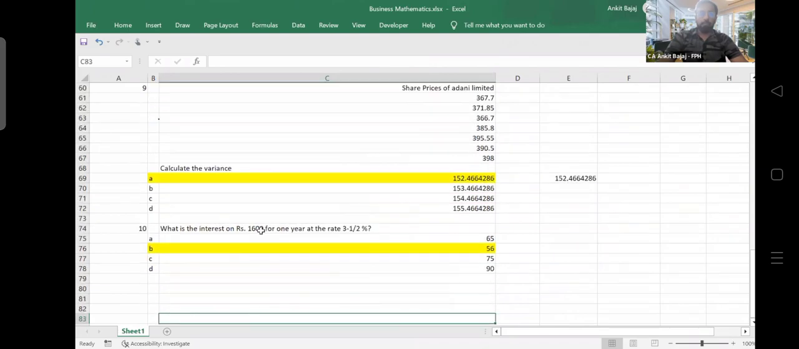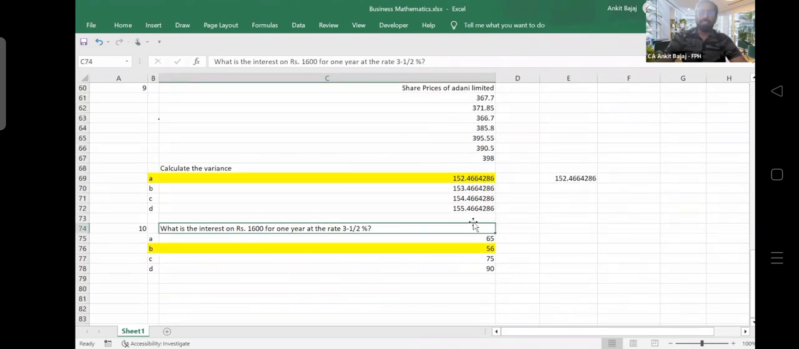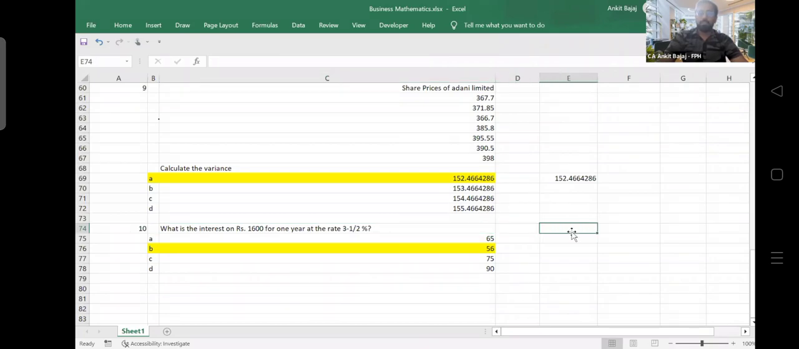What is the interest on 1600 for 1 year at the rate of 3.5%? How much interest will you be receiving if you invest 1600 rupees somewhere and the interest rate is 3.5% for 1 year? This question is very easy. I don't know why I put this question in the question paper. So the interest is going to be 56. I will recorrect this question.